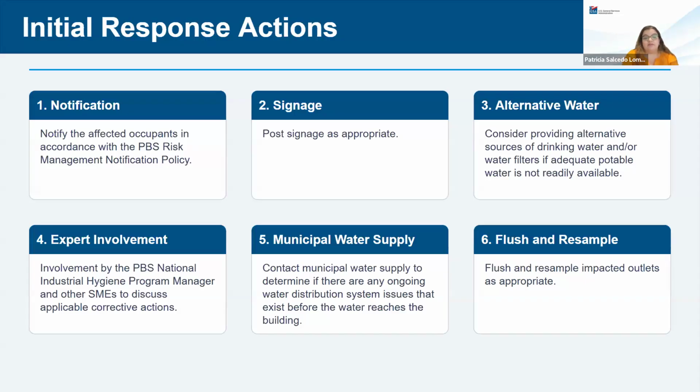We will have expert involvement by the PBS National Industrial Hygiene Program Manager and other subject matter experts to discuss applicable corrective actions based on what's identified in the building. We will also be contacting our municipal water supply to determine if there are any ongoing water distribution issues before it gets to our buildings, as that can be a contributor at times. And last but not least, we'll flush and resample impacted outlets as appropriate and when necessary. Next slide, please.